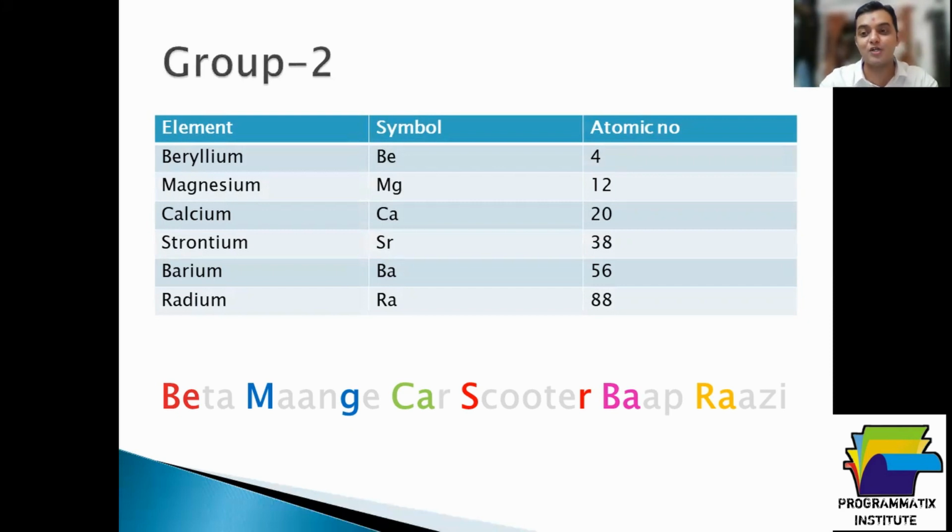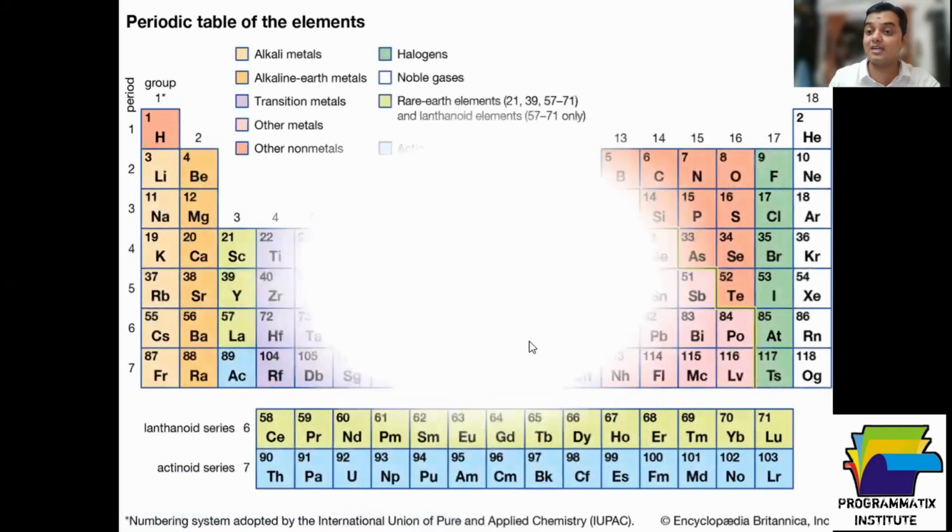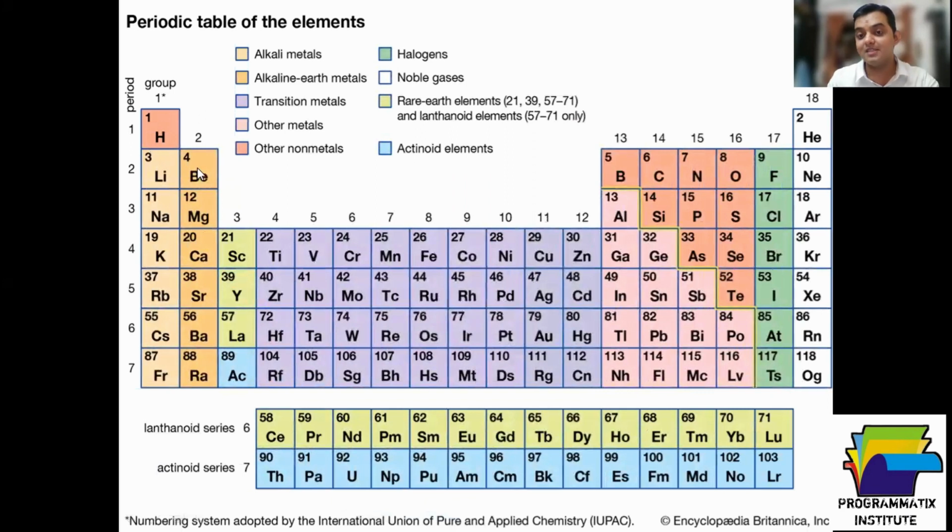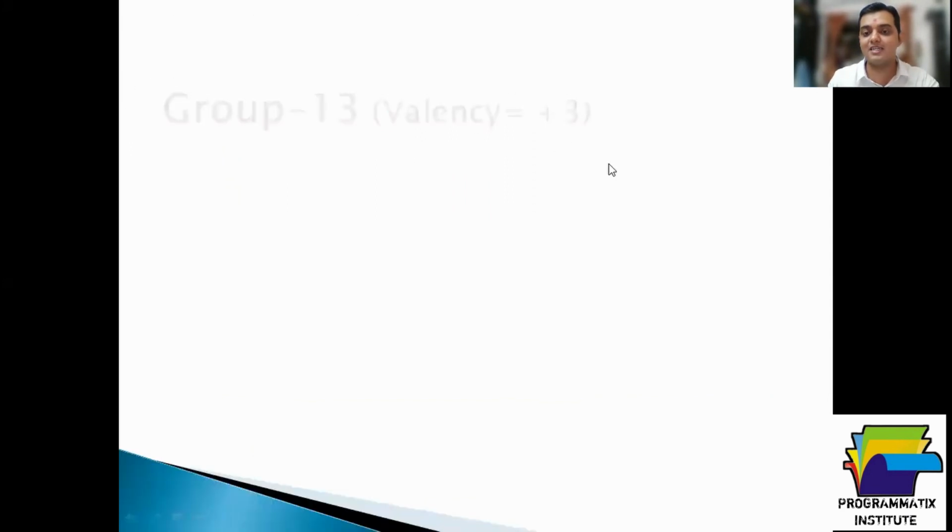That is the P block. Because in the S block, we have only groups 1 and 2. In the P block, it starts with group 13. So this is the periodic table. We finished groups 1 and 2, and now let's begin with group 13.